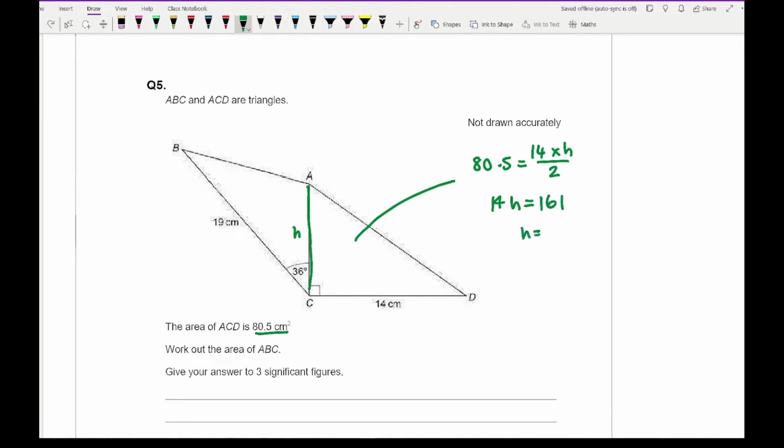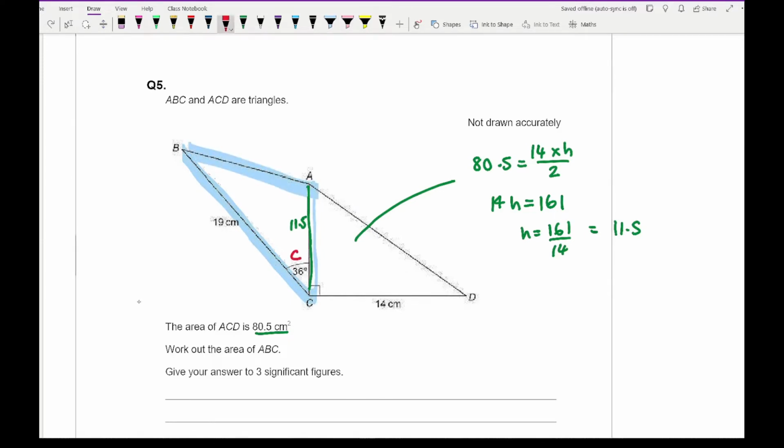So h equals 161 divided by 14, which gives me an answer of 11.5. So this length here is 11.5. Now from that, I can then work out what the area of our triangle ABC is going to be. And how do I know that?